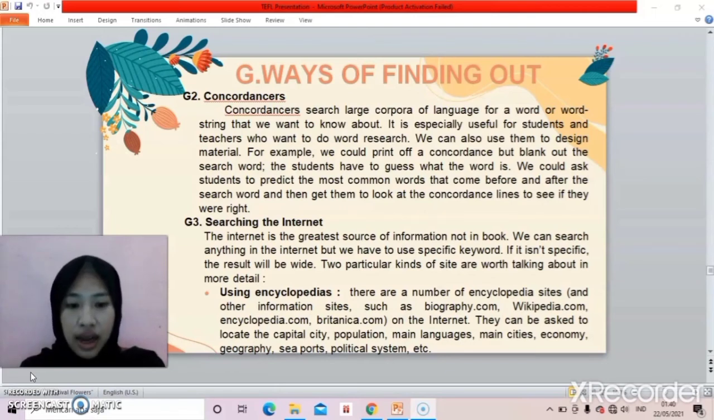Two particular kinds of sites are worth talking about in more detail. Number one is using encyclopedias. There are a number of encyclopedia sites and other information sites on the internet, such as biography.com, wikipedia.com, encyclopedia.com, and britannica.com. Students can be asked to locate the capital city, population, main language, main cities, economy, geography, sport, political system, and so on.